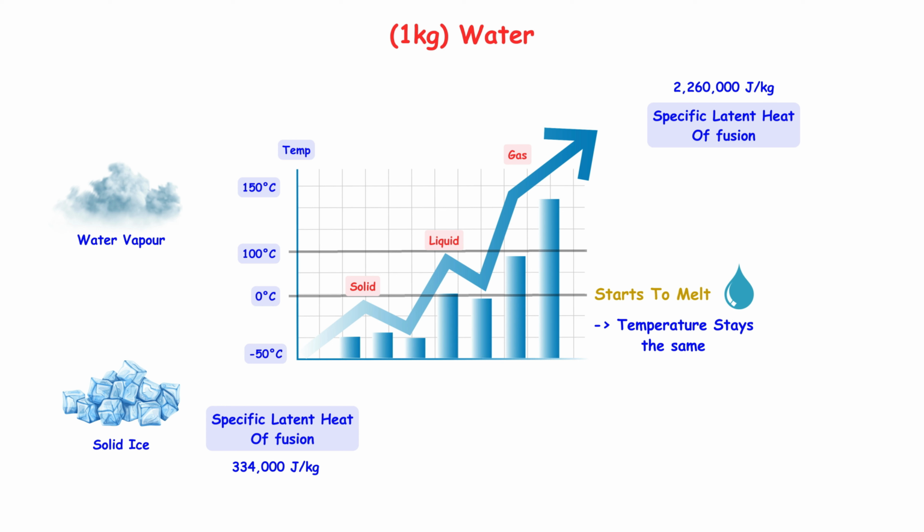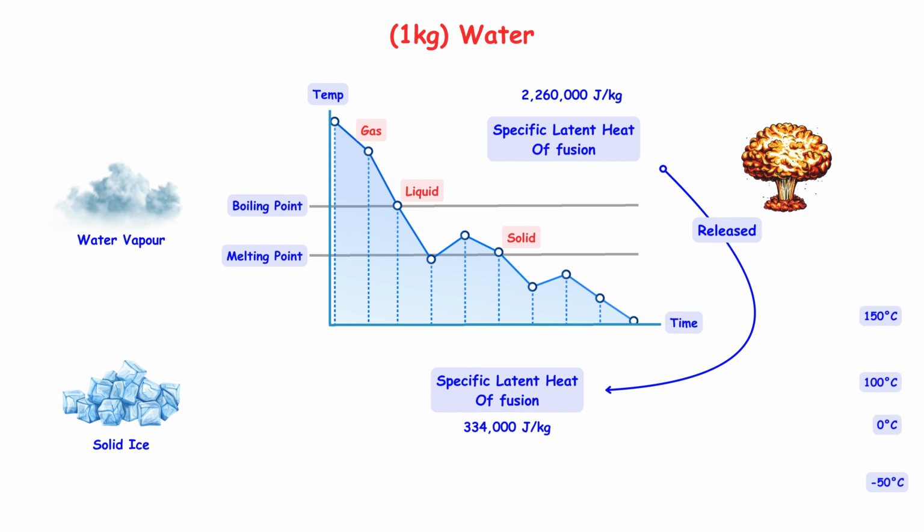After that, the temperature rises again until it reaches 100 degrees, where it begins to boil. Again, the temperature stays constant while it turns to steam, and this energy is the specific latent heat of vaporization, which is 2,260,000 joules per kilogram. After that, the temperature keeps rising like normal. Remember, you don't need to memorize those numbers, they'll be given in exams if needed. And if we cooled the water instead, the same amounts of energy would be released at each stage.